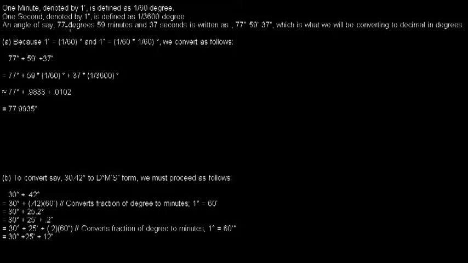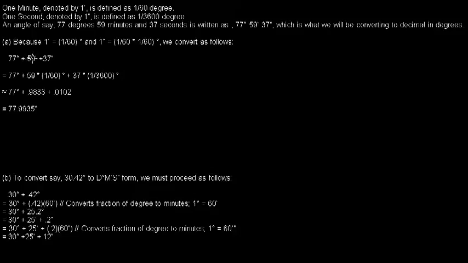An angle of, say, 77 degrees, 59 minutes, and 37 seconds is written like so, which is what we will be converting to decimal degrees. Because 1 minute is equal to 1/60th of a degree and 1 second is equal to 1/60th times 1/60th of a degree, we convert as follows.